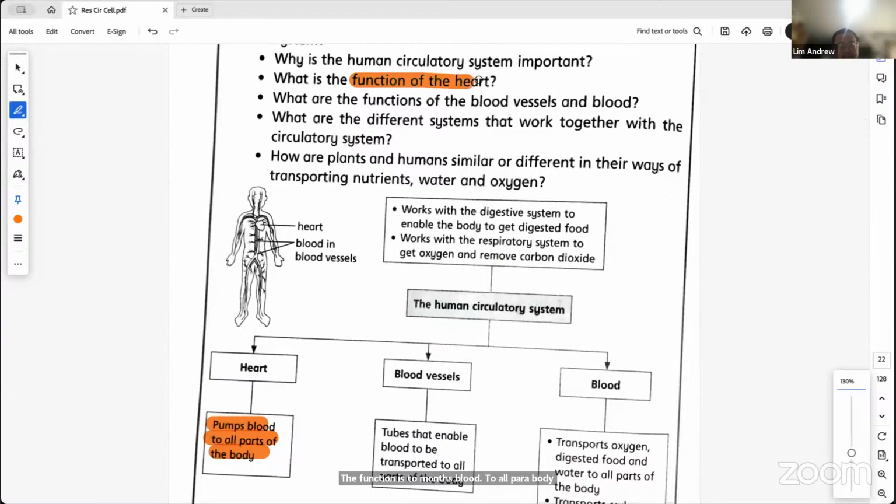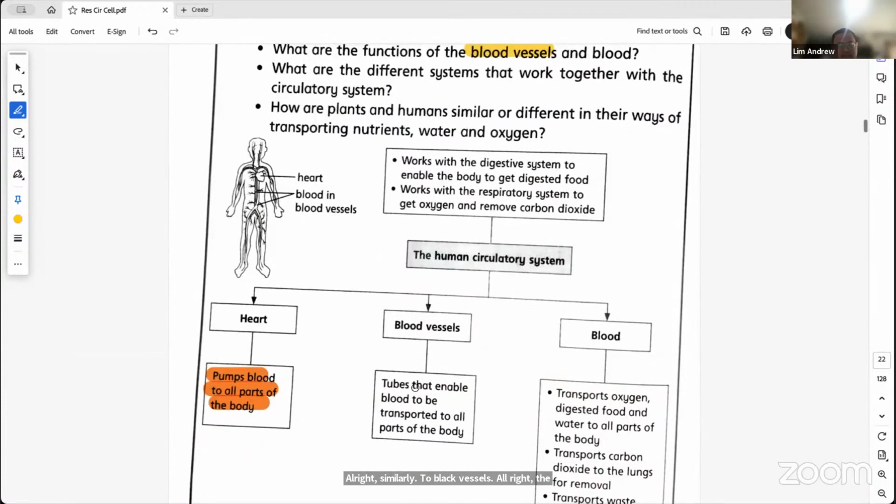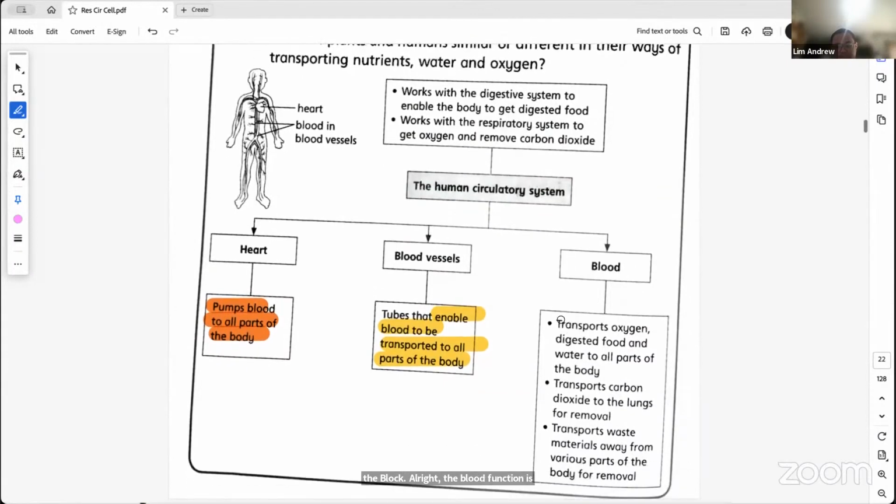All right. Similarly, for the blood vessels, the function is to enable blood to be transported to all parts of the body. Vice versa for the blood. The blood's function is to transport oxygen, digested food, and water to all parts of our body, transport carbon dioxide to the lungs for removal, and transport waste material away for removal.